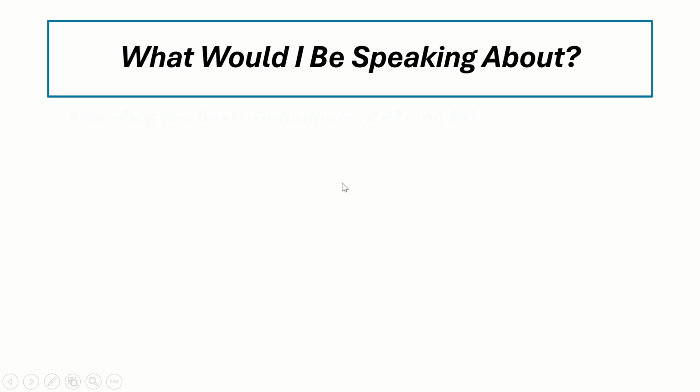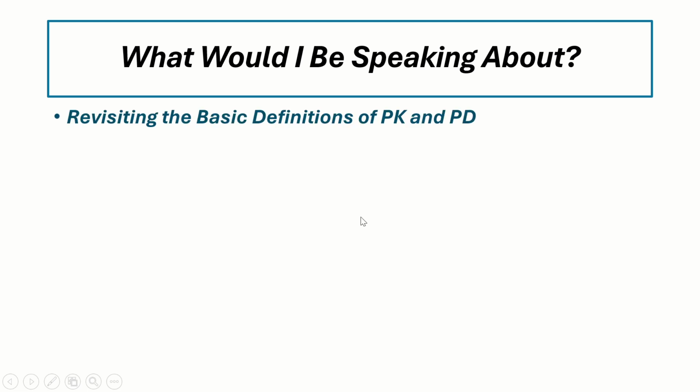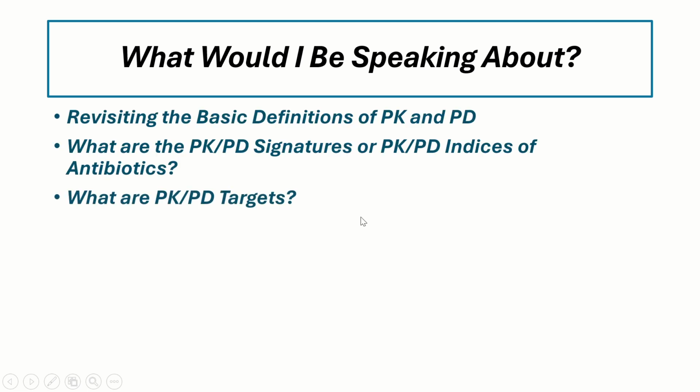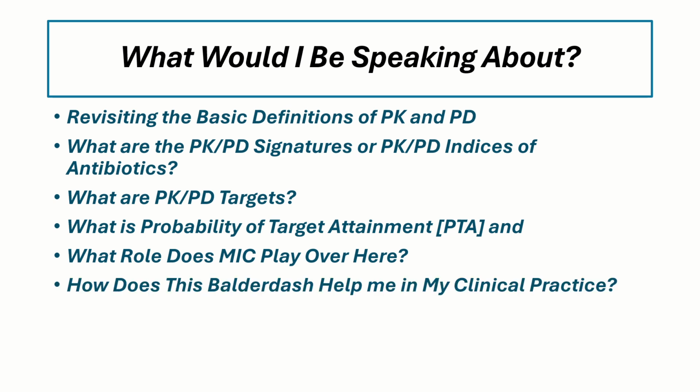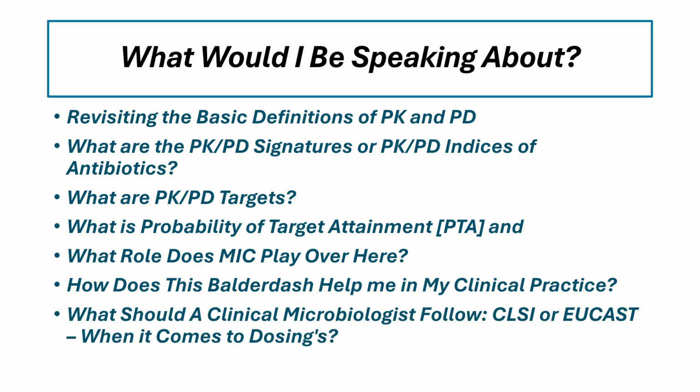So what I would be speaking about is revisiting the basic definitions of pharmacokinetics and pharmacodynamics. What are the different PKPD signatures or the PKPD indices of the antibiotics? What are the pharmacokinetic and pharmacodynamic targets? What is the probability of target attainment? And what role does the MIC play over here in this case? And how does all this help me in my clinical practice as a clinical microbiologist or as a clinician, as a surgeon? And what should a clinical microbiologist follow? Should I follow CLSI or EUCAST when it comes to dosing?